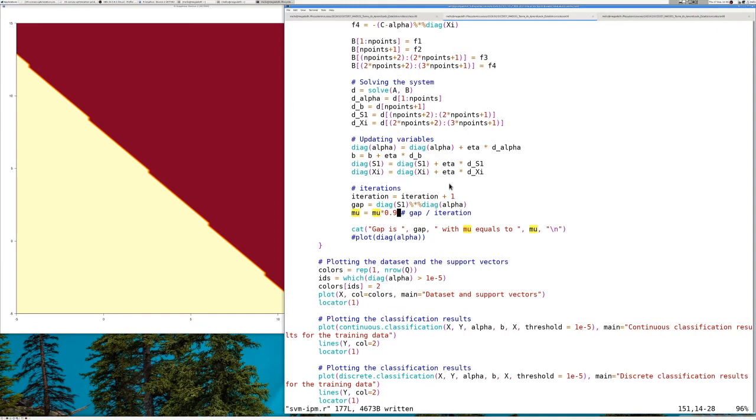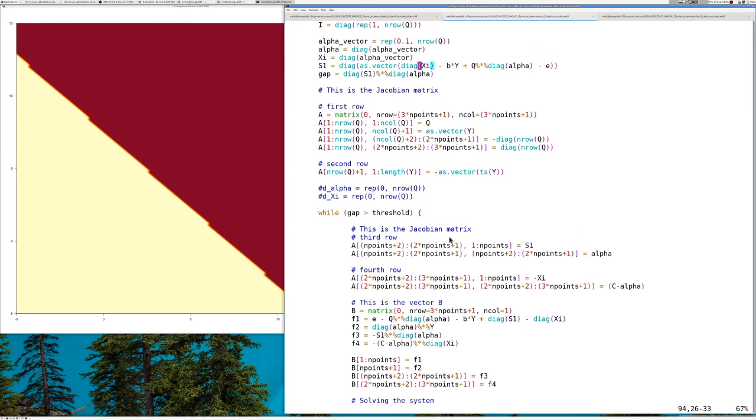Of course, that depends on my parameters. That depends on how I parameterize my algorithm. I'm going to leave this gap as I did before, divided by iteration. Yeah, could be gap divided by iteration, maybe to the square to make it faster.